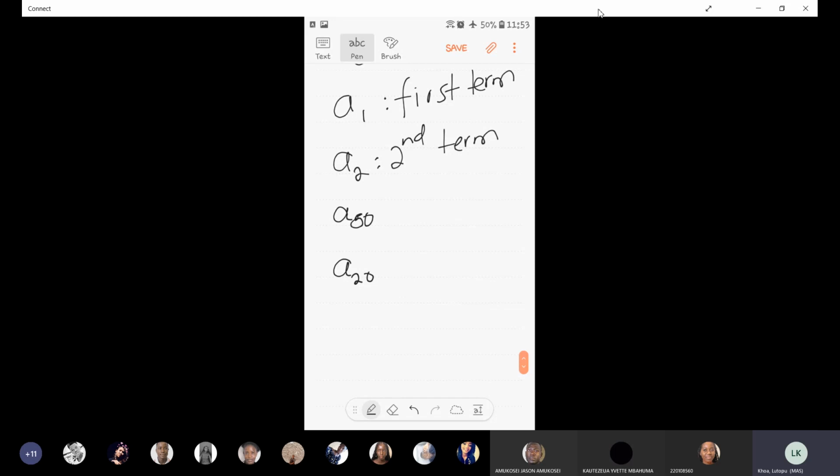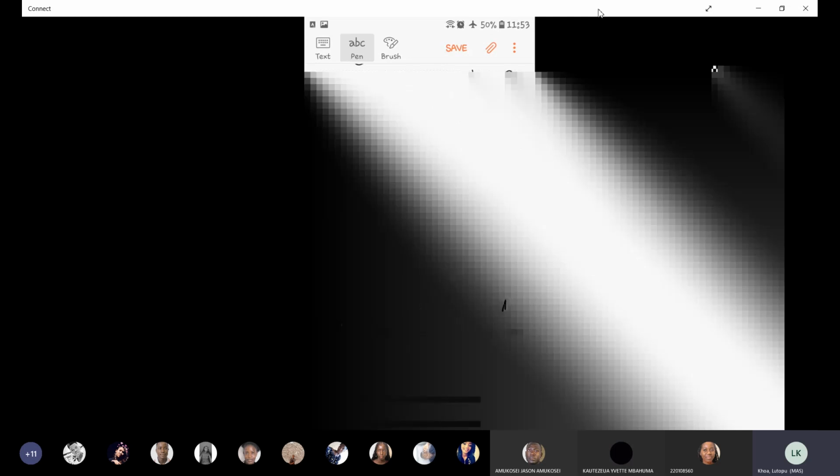And then for a general term, we denote it with n. We say a sub n, this is the nth term. And this is like a general representation. So this represents all the terms. So this is what a term will look like, the nth term, or sometimes called the general term.